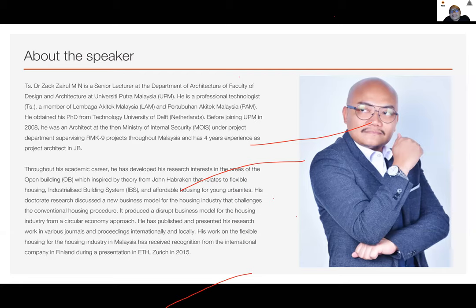As soon as I finished my part two from UIA back in 2005, I practiced in Johor Bahru for 4 years as a project architect. At that time, I was involved a lot in housing projects. I became the project architect for those 4 years. I handled, I think, almost more than 20 projects. So somehow, during that moment, I built up my passion towards housing. So this is how it started.